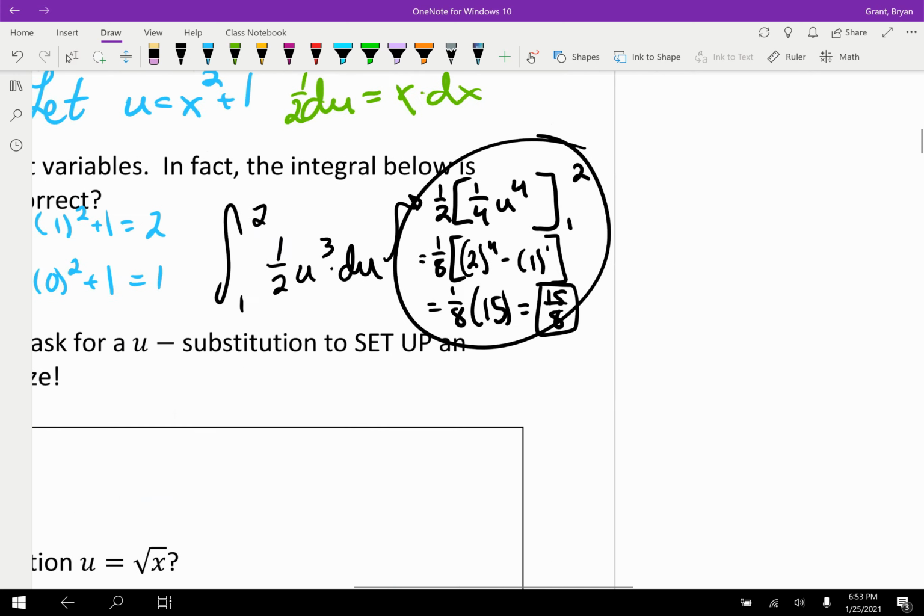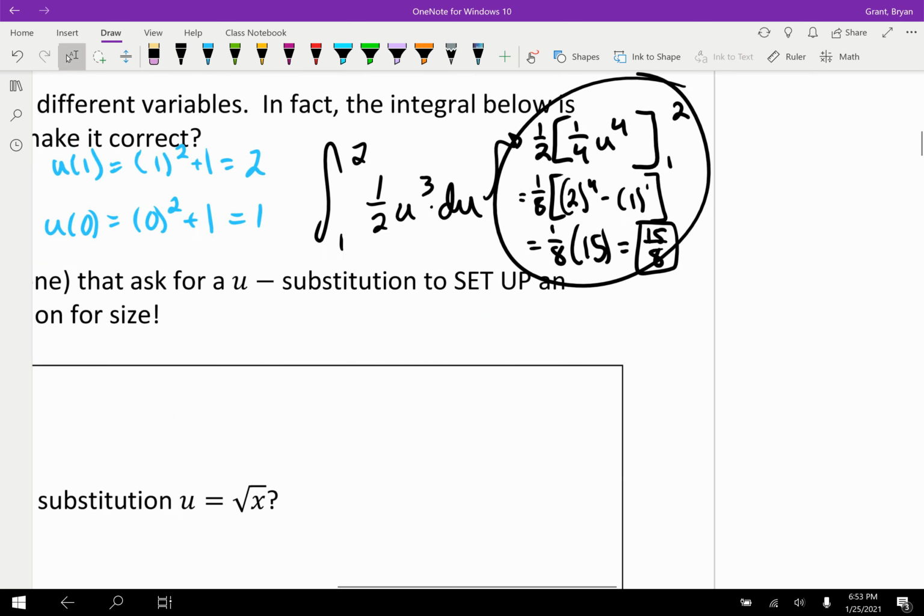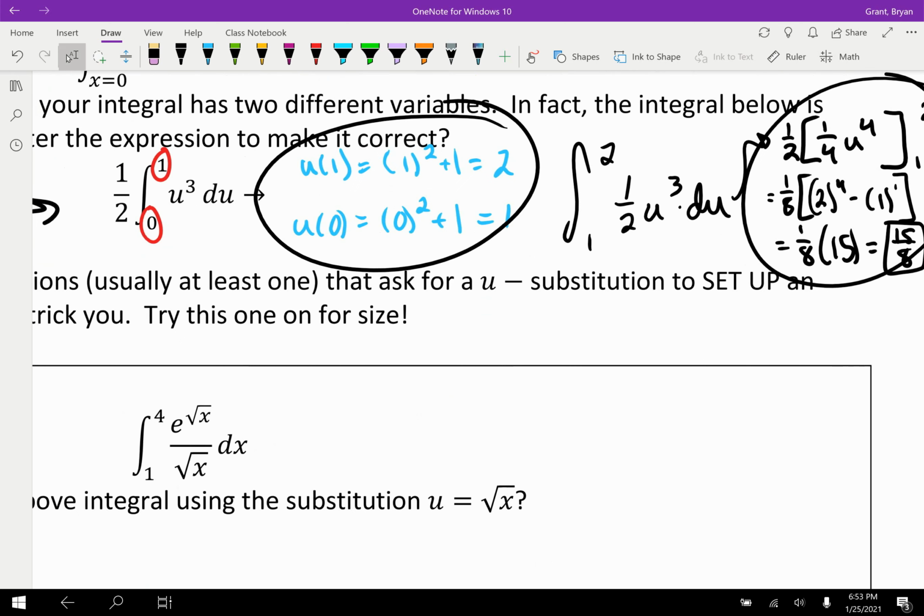Okay? Now, it's not always less work. Sometimes it's only one fewer steps, and sometimes it's the same amount of work because you do have to do this intermediate step. But key point for now is understanding that with definite integrals, if you use a u-substitution, you are required to change the limits.